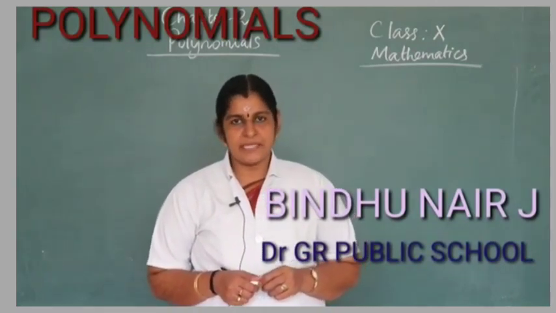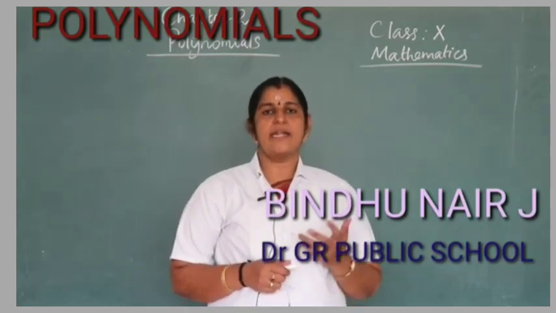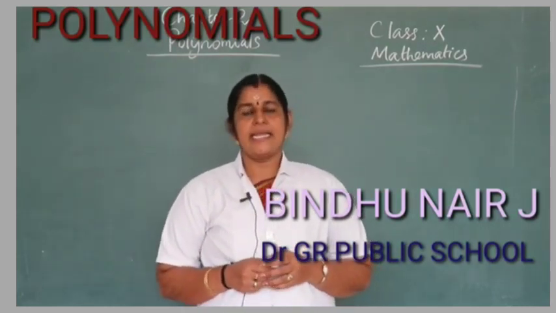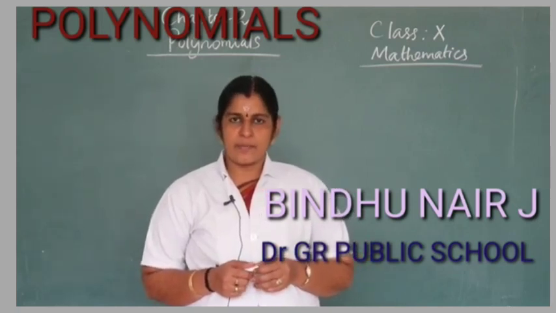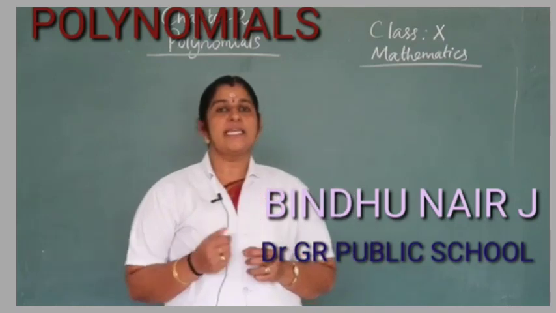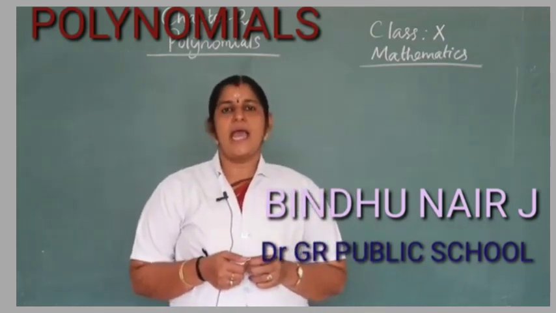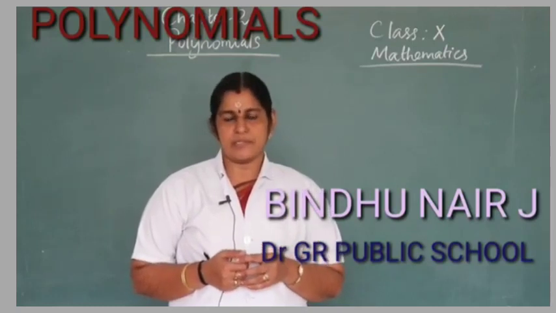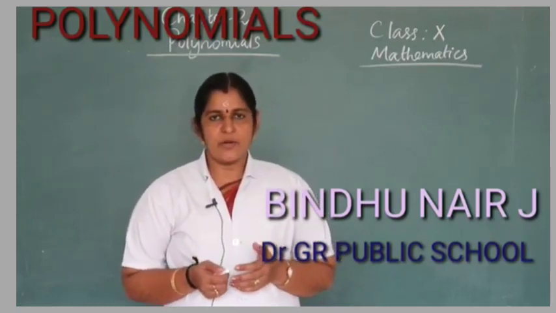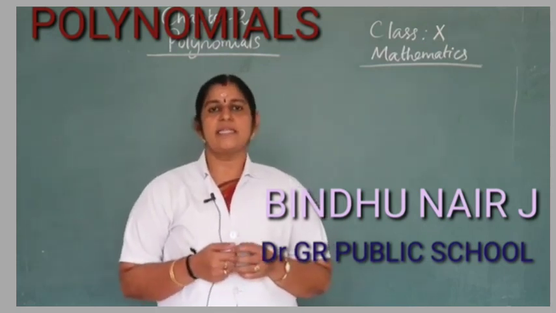We are doing the chapter Polynomials, and in the previous class we learned about different types of polynomials: linear polynomial, quadratic polynomial, cubic polynomials, and also we learned how to find the zero of a polynomial, how to find the value of a polynomial, and we did some related examples. So hope all of you completed your notes and homework. Now we are going to see the next section of this chapter.